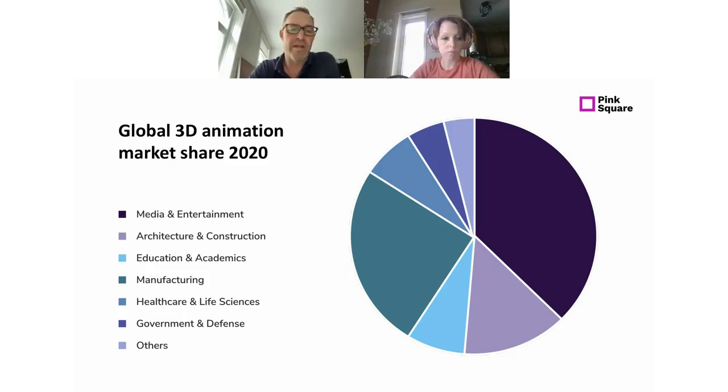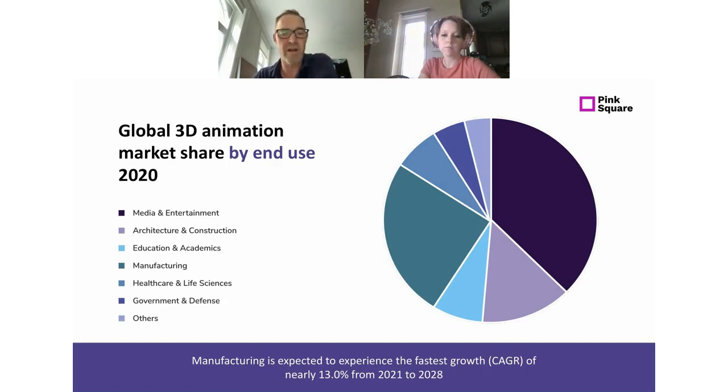If you have already made use of 3D animation, or you're considering it because you think it makes sense for your company or for the kind of product you have, then you're definitely not alone. The manufacturing sector has the second biggest share of the global 3D animation market, and it's also expected to be the one that grows the fastest over the next 7 years.